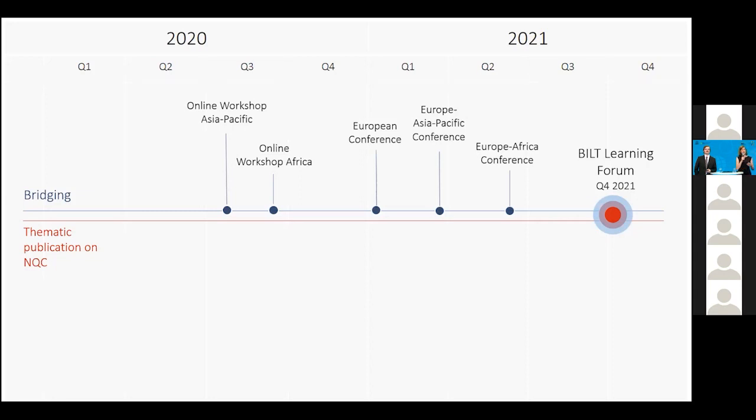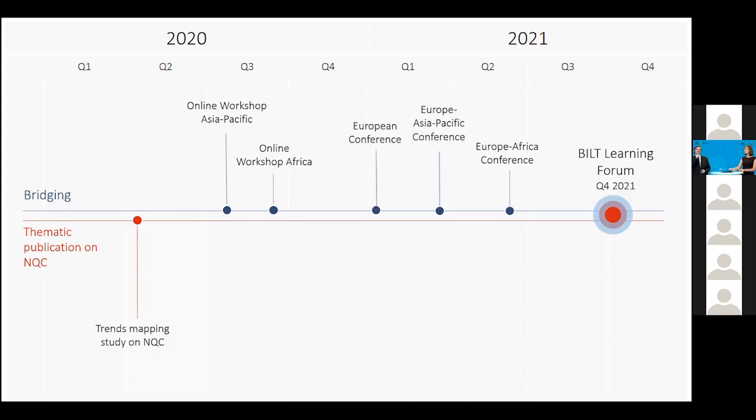And the results of this bridging line, and also of the red line, the thematic line on new qualifications and competencies, will be shared at the BILT Learning Summit at the end of 2021, hopefully in December 2021, and it will bring together stakeholders from all participating regions, that is to say from Europe, from Africa, and from Asia.